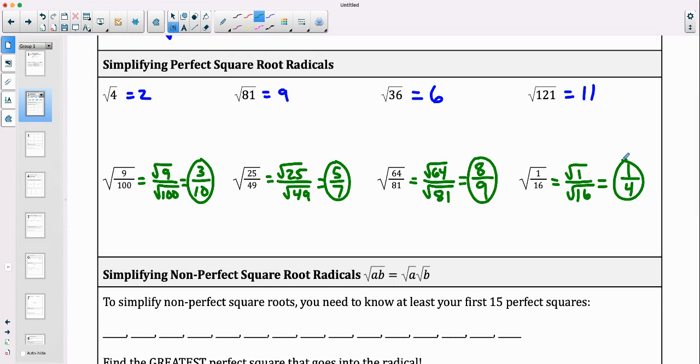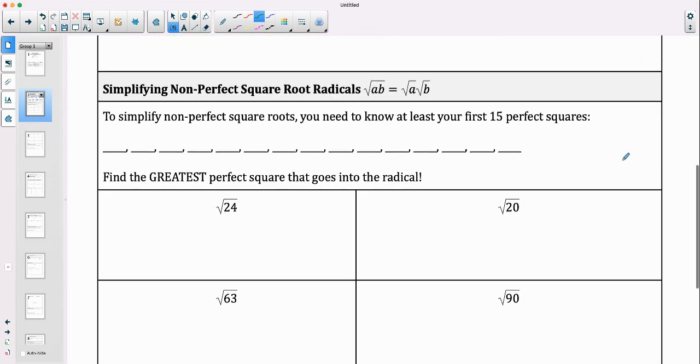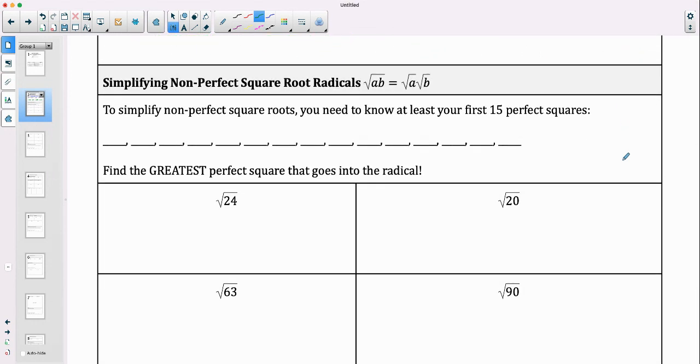Then you get into the ones that are not perfect squares. This is what I want to spend more time on today. So if it's not a perfect square radical, okay, this is going to be kind of the key to how we want to do that. And what it's saying is if you have a product, if you have a multiplication sign under the square root, you can split it up into 2 separate square roots. So, and that's what we'll practice doing.